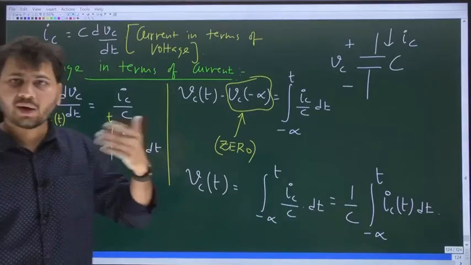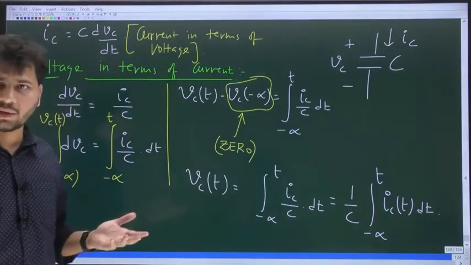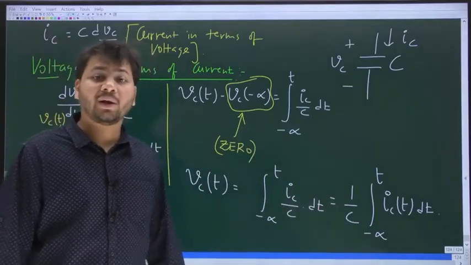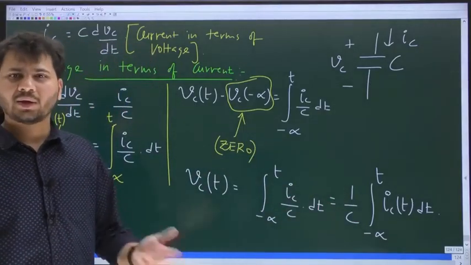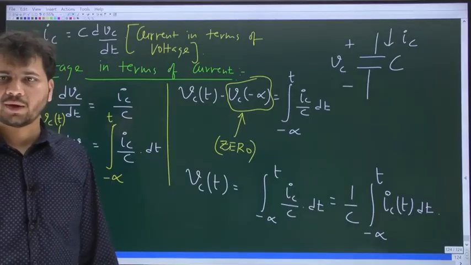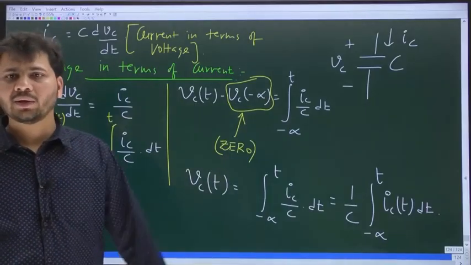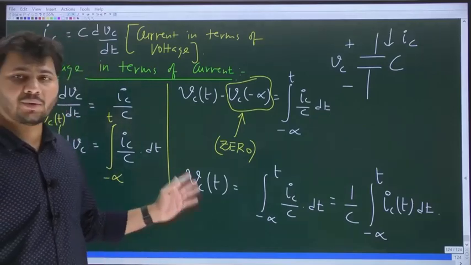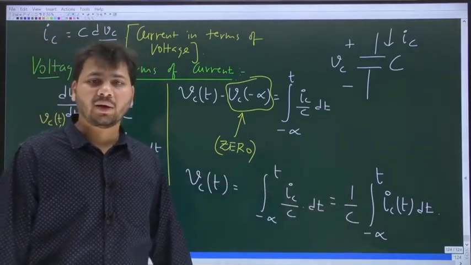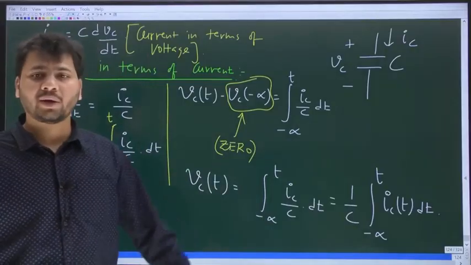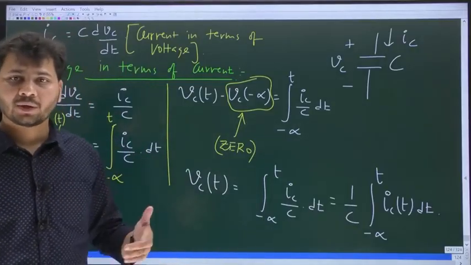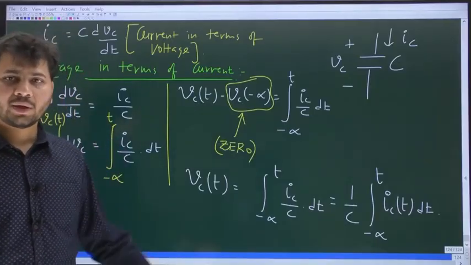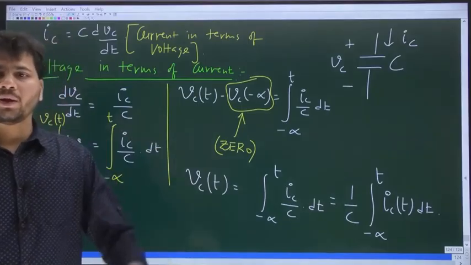Current is related to the rate of change of voltage across the cap, whereas the voltage is related to the time integral of the current. That is the small observation one can make. Remember, integration means finding area, differentiation means finding slope. Rate of change is slope. Integrating means finding the area under the function.